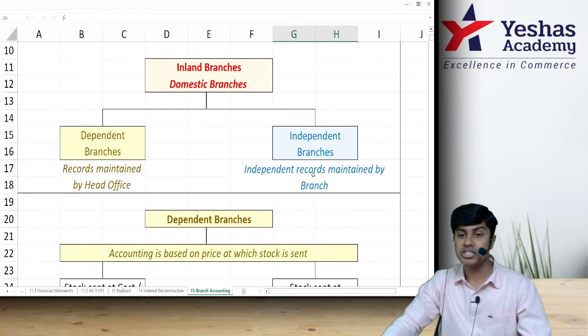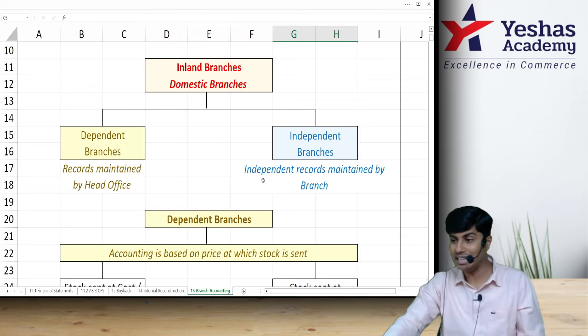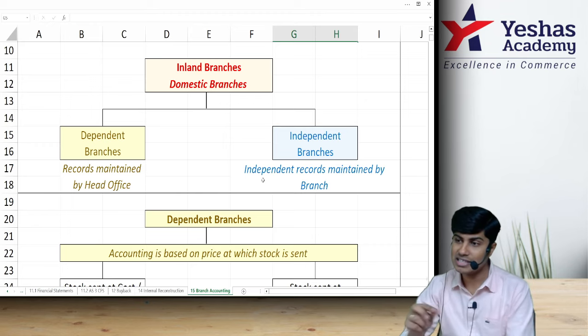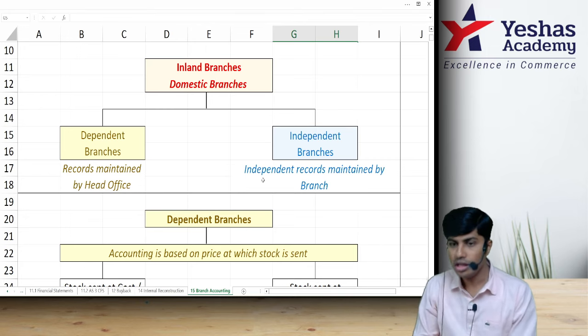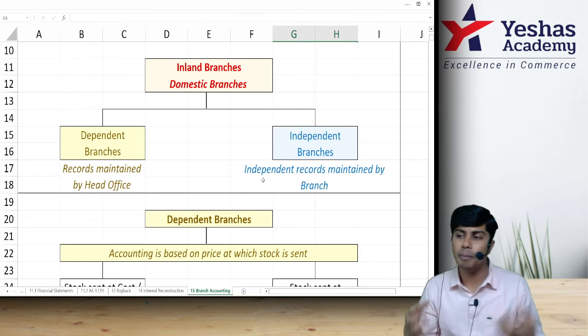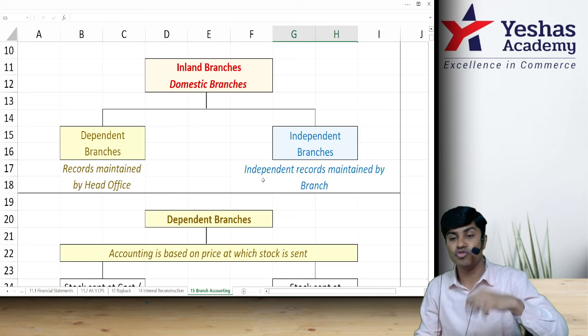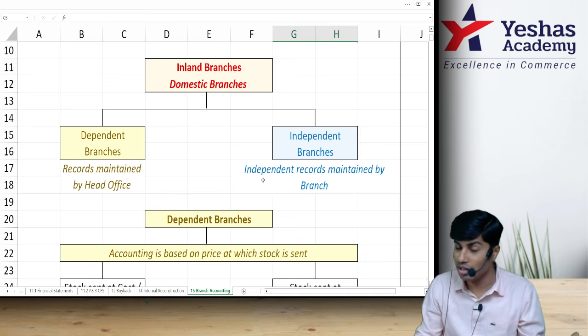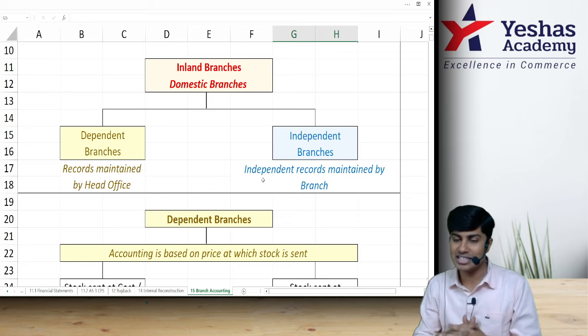Further, inland or domestic branches will be classified into two categories: dependent and independent. Dependency in the business world is seen slightly differently from accounting. In the business world, it is based on operative and financial decision making. If the branch is dependent on the head office for goods, money, decision making, sale price fixation, hiring employees, location of business, then it is a dependent branch.